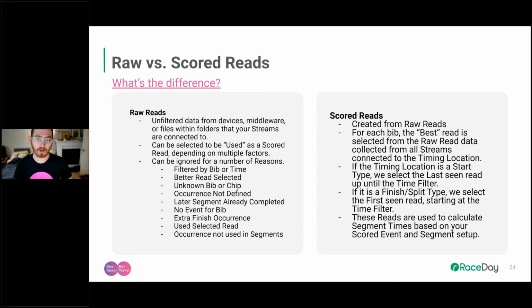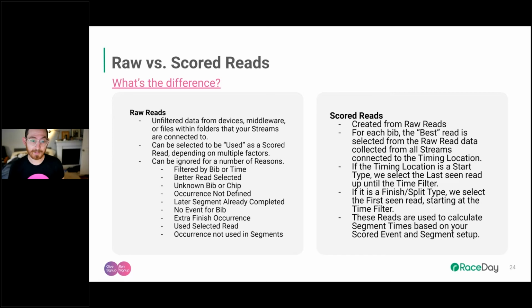So you have all of these hundreds of reads and you want to filter them down to what we can call a scored read. These raw reads can be selected to be used as a scored read depending on multiple factors. And again, we talked about that. If it's a start location, the system is looking for the very last time seen within the time frame provided. And similarly, if it's a finish, it's the very first time seen within the other time range provided.